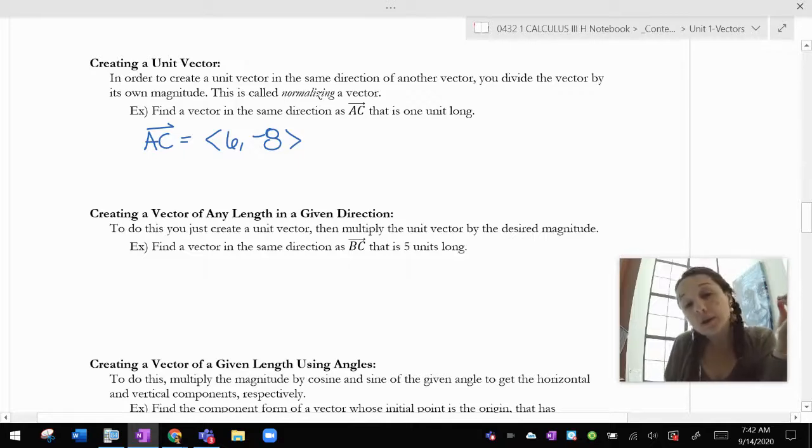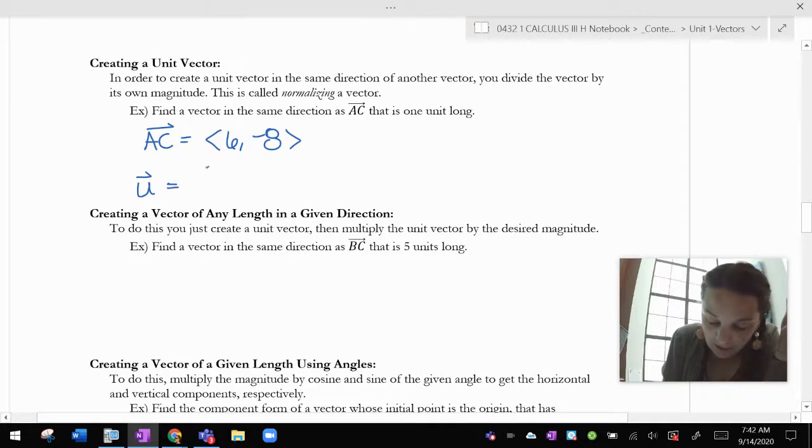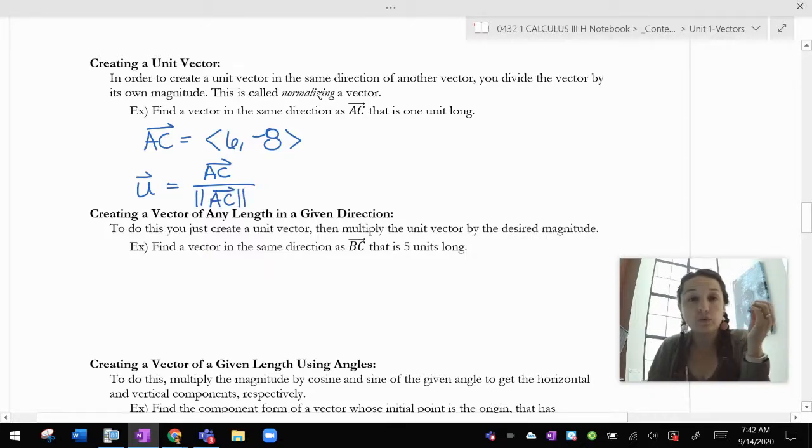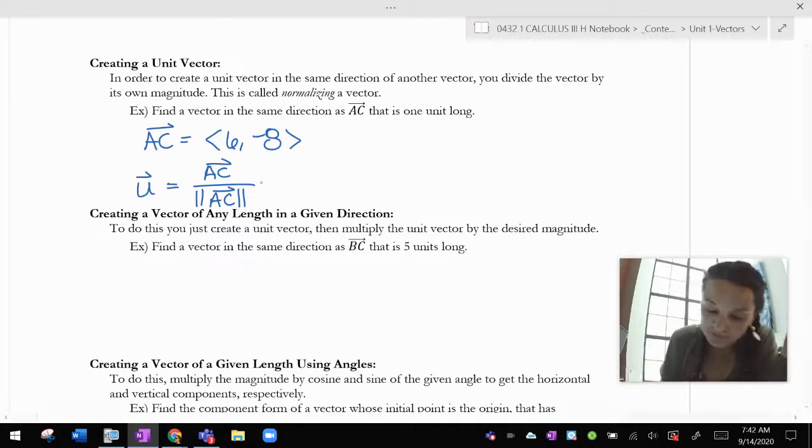If I want to find a unit vector in the same direction as AC, I'm going to call that U, and I'm going to take AC and divide it by its own magnitude. Dividing a vector by a magnitude is dividing a vector by a scalar. A vector divided by a scalar is still a vector. It's just going to be a vector with a different magnitude.